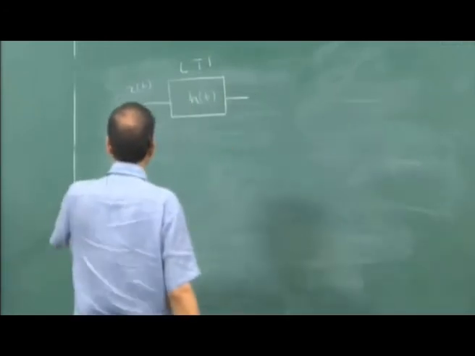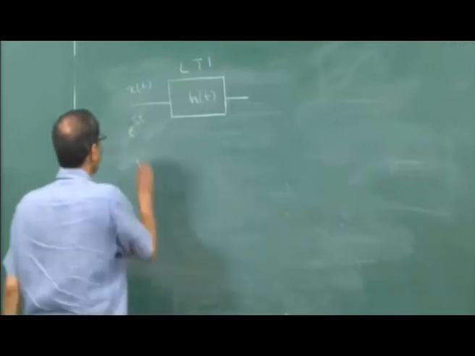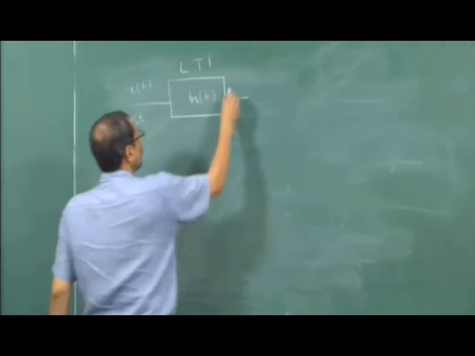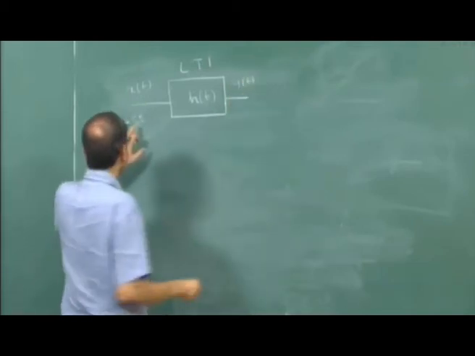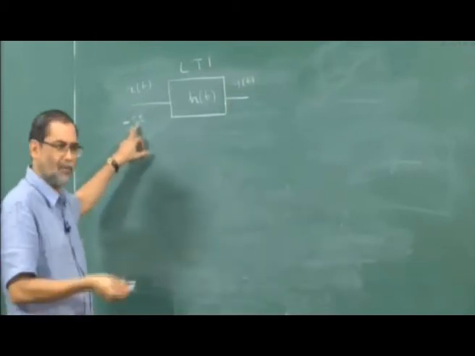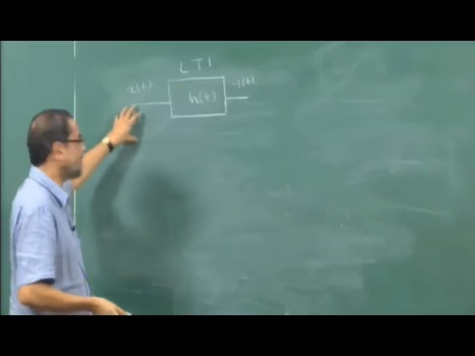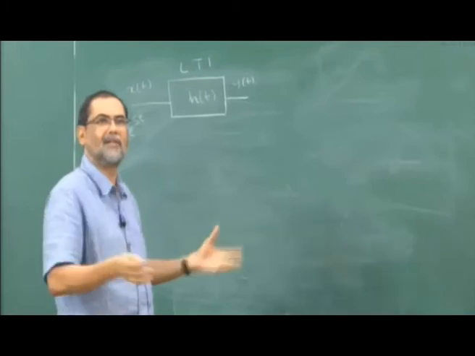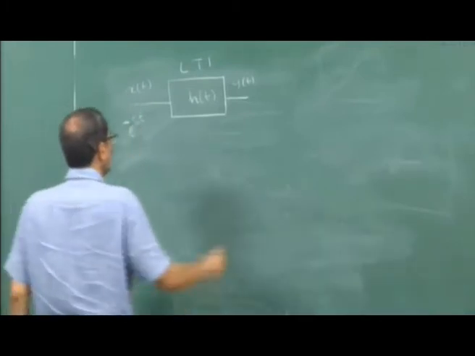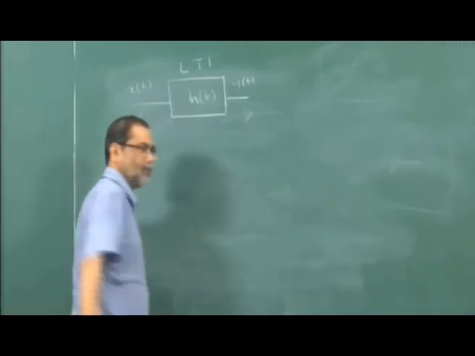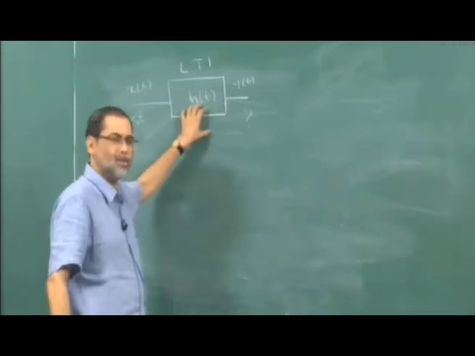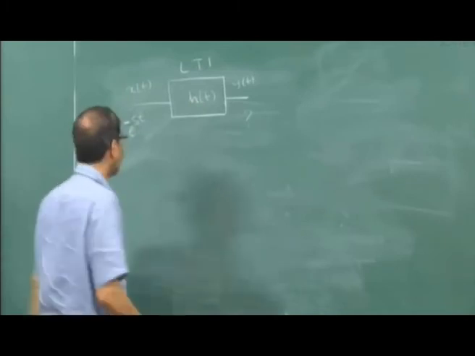So if the input is e to the power of st or e to the power of minus st, it doesn't matter, right? What will be the output? Where s is the complex frequency which I talked about last time, and this is everlasting, meaning it has no beginning, no end, right? So what will be the output? Because it is LTI, convolution holds good. So let me try convolution.